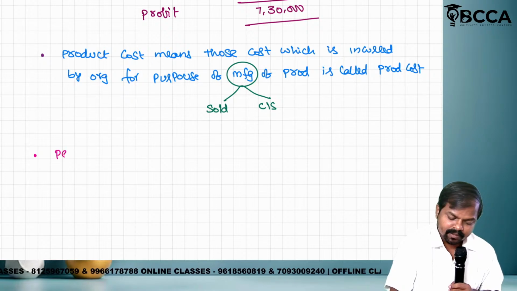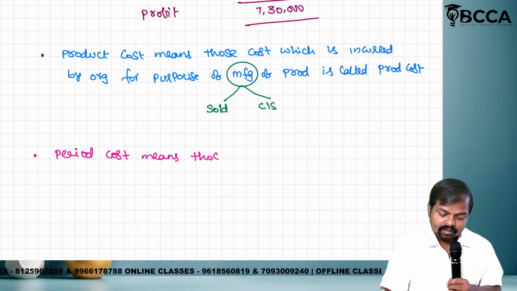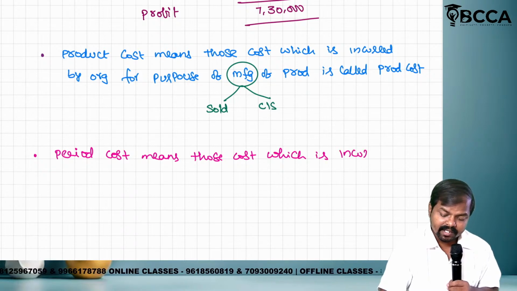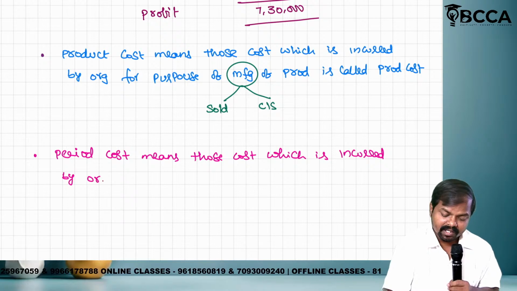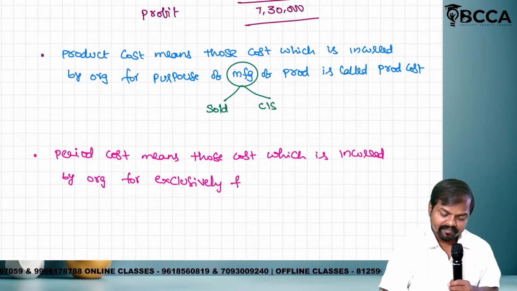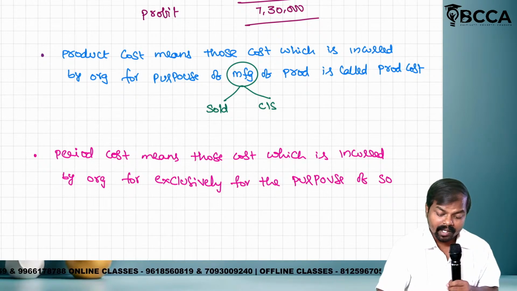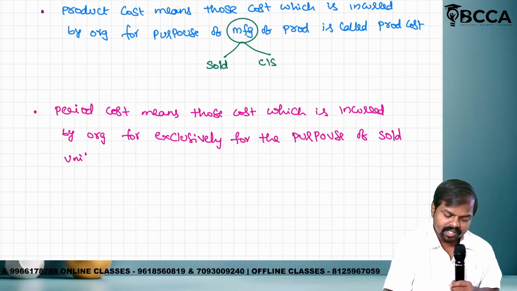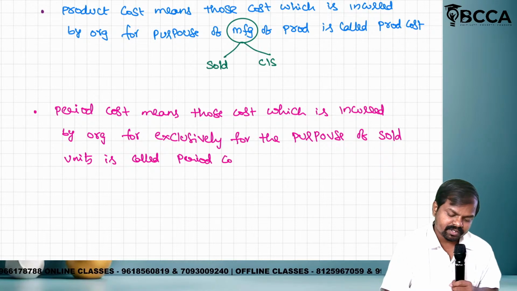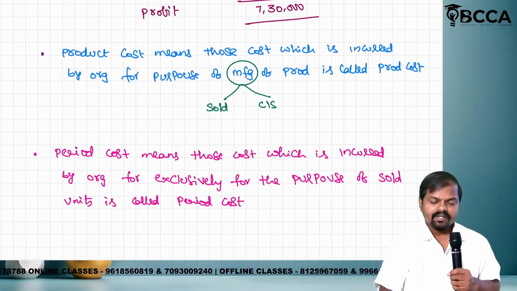What is meant by period cost? Period cost means those costs which are incurred by the organization exclusively for the purpose of sold units is called period cost. Till now, discussion clear?